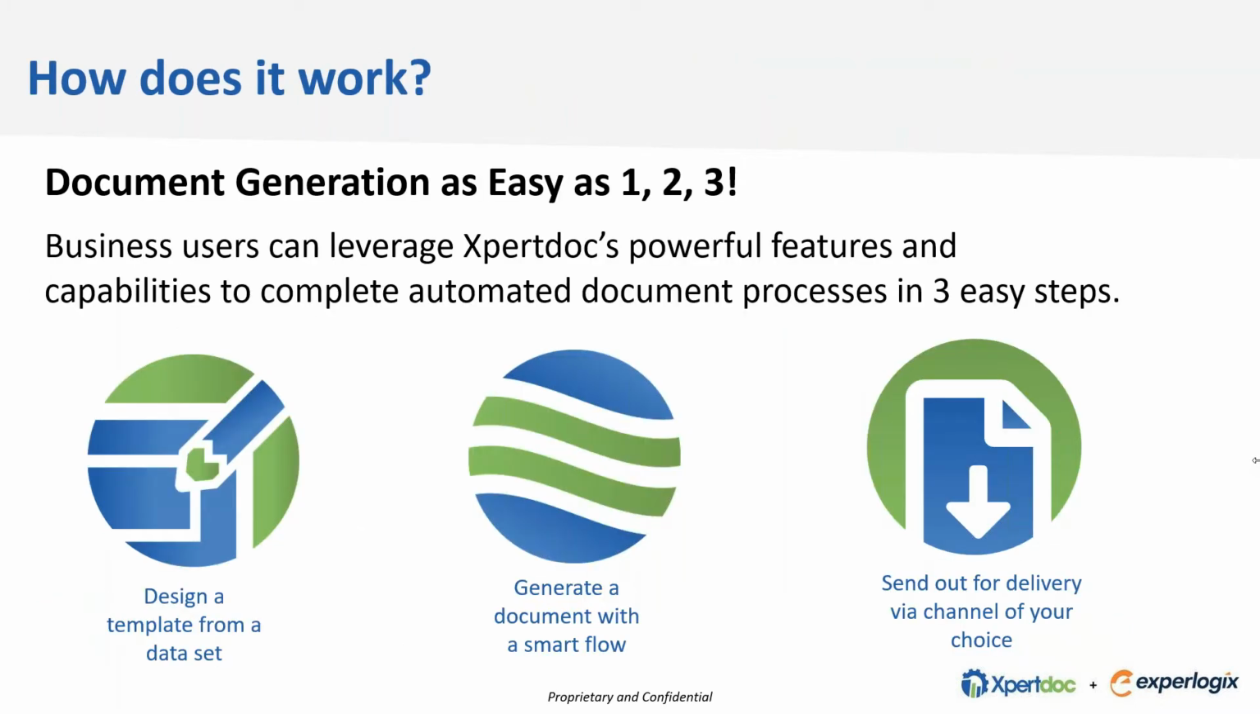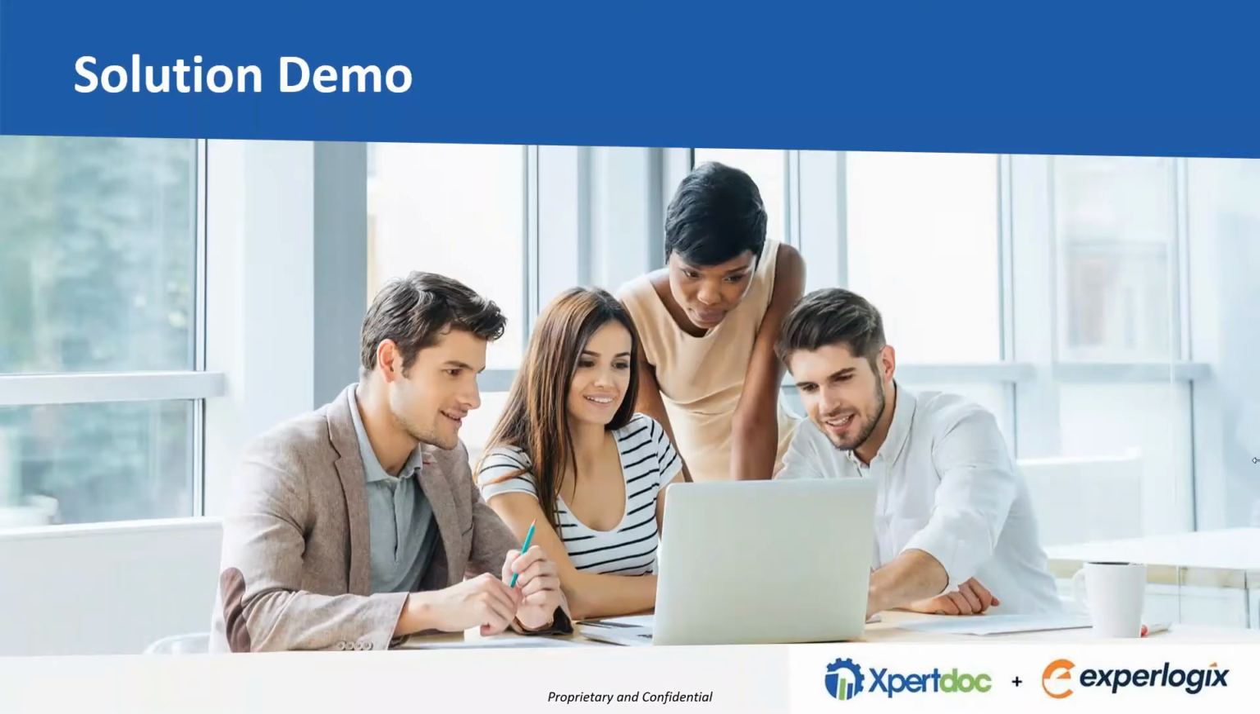So how does it work? We have an easy 3-step process where we create a data set, template, and flow. These are designed by the administrator. The business user would simply need to select the document process that they want, click the button, and all of those items are generated on the back end. So why don't we show you how it works? We've got a great demo set up, and I'll pass that over to Stefan.